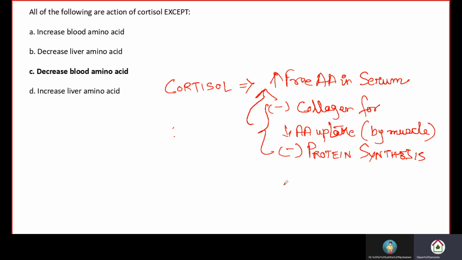So glucocorticoid promotes what? Protein degradation, and inhibits the entry of amino acid in tissues, and also leads to utilization of amino acid by promoting gluconeogenesis directly and by permissive effect on growth hormone. Okay, so it increases blood amino acid, but this option decreases blood amino acid. This is wrong. It increases amino acid, not decreases.